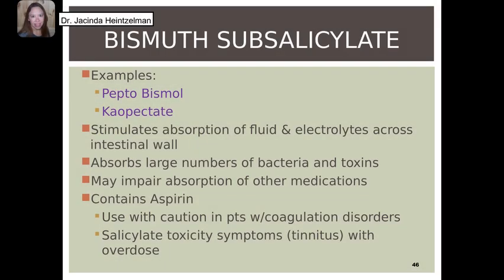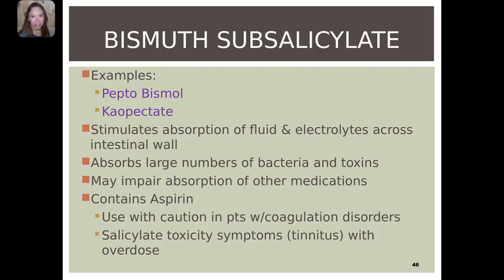Another medication used for diarrhea is bismuth subsalicylate. Examples of this would be Pepto-Bismol or Kaopectate, and these medications you can find over the counter. So how do these work? Well, they're going to stimulate absorption of fluid and electrolytes across the intestinal wall to hold those back in systemic circulation. With these medications, they also will absorb large numbers of bacteria and toxins. So maybe it's the bacteria that's causing the diarrhea. So now it's going to absorb it back into the body.